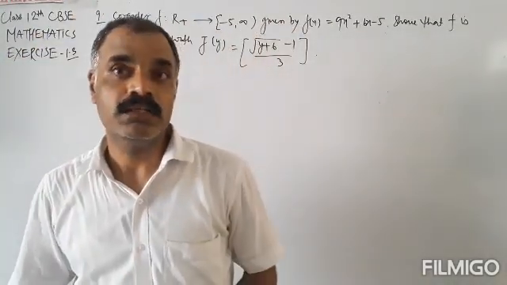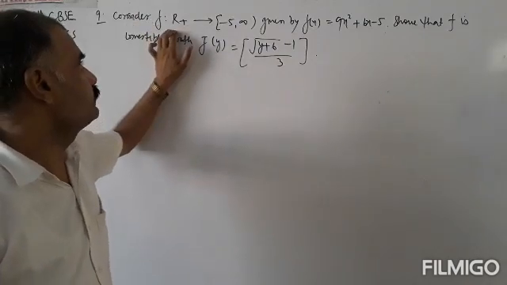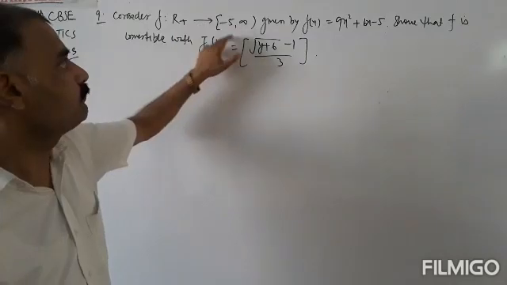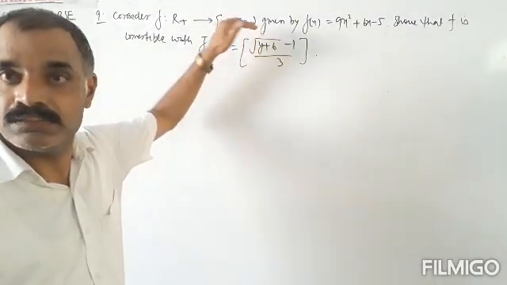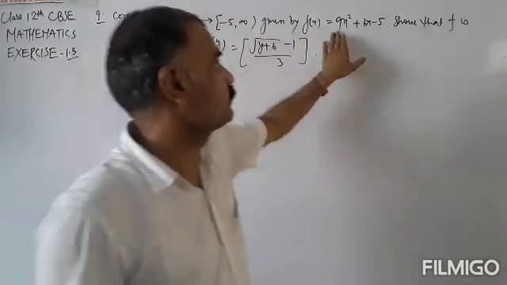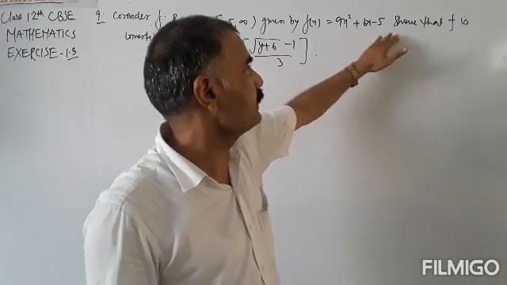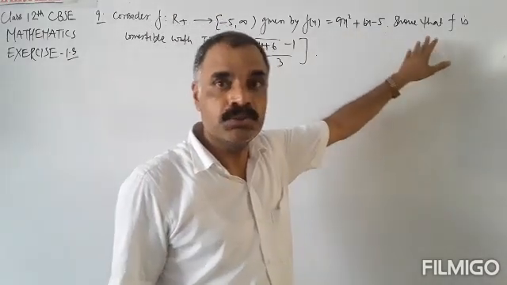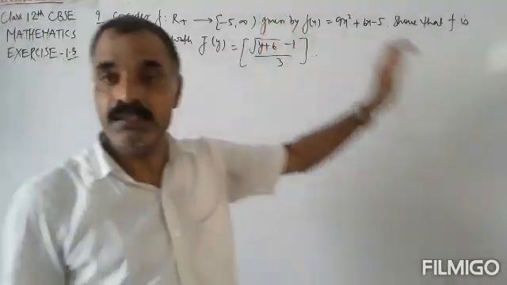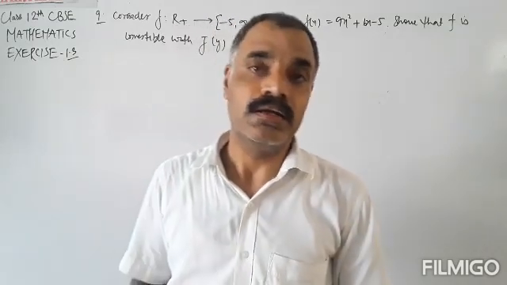So this is question number 9. I am reading the question. Consider the function f from R plus, the set of positive real numbers, to [-5, infinity). This is the range or codomain. The function is given by f(x) equals 9x square plus 6x minus 5, and we have to show that this is invertible. Given function is invertible, and also we have to find the inverse.